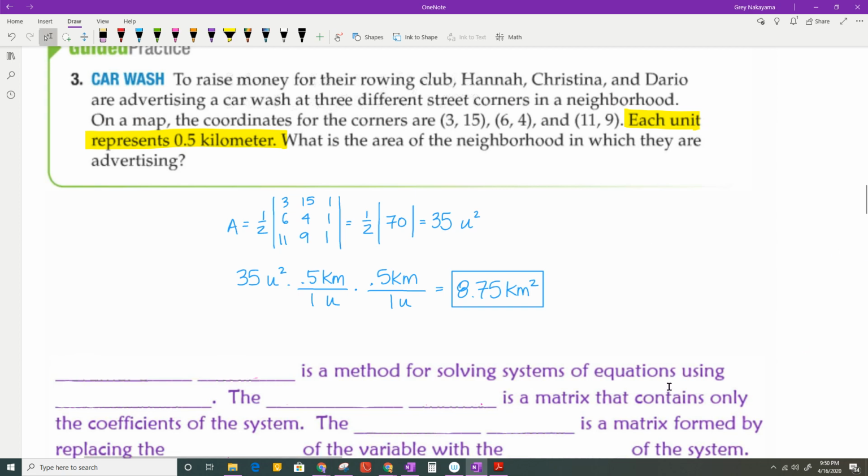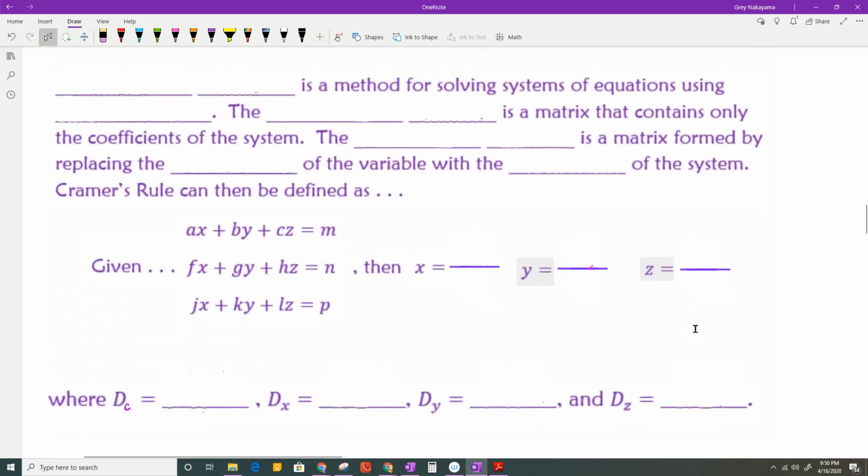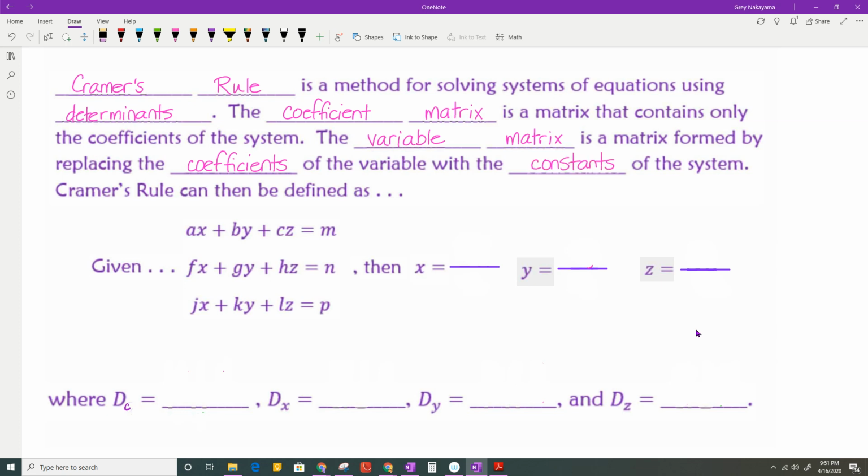Okay, so what is important about Cramer's rule is the application that we have of that. Cramer's rule is a main application of determinants. It's a method for solving systems of equations using determinants. You have something called the coefficient matrix, which is a matrix that contains the coefficients of the system. Then you're going to have variable matrices, several different matrices, each one formed by replacing the coefficients of the variable with the constants of the system. So that's the verbal definition.